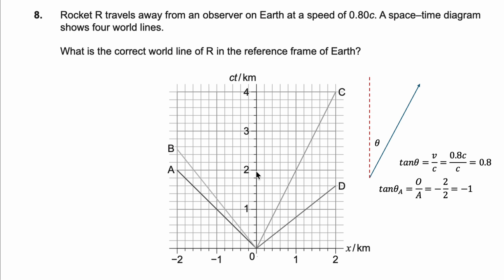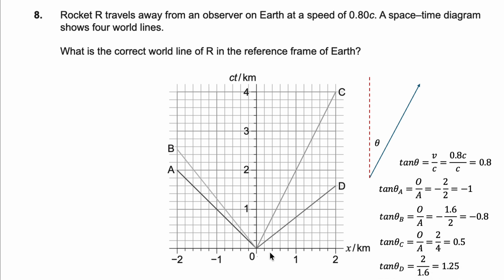In this case, I can show you the working here: minus 1.6, that's this bit here, divided by 2, and that's minus 0.8. In the case of C, let's try that one. We're going to have 2 over 4, which gives 0.5. And finally, we've got our last one here, which is this distance over this distance, opposite, which is 2 over 1.6, which is 1.25. Now, we can talk about which ones of these are possible.